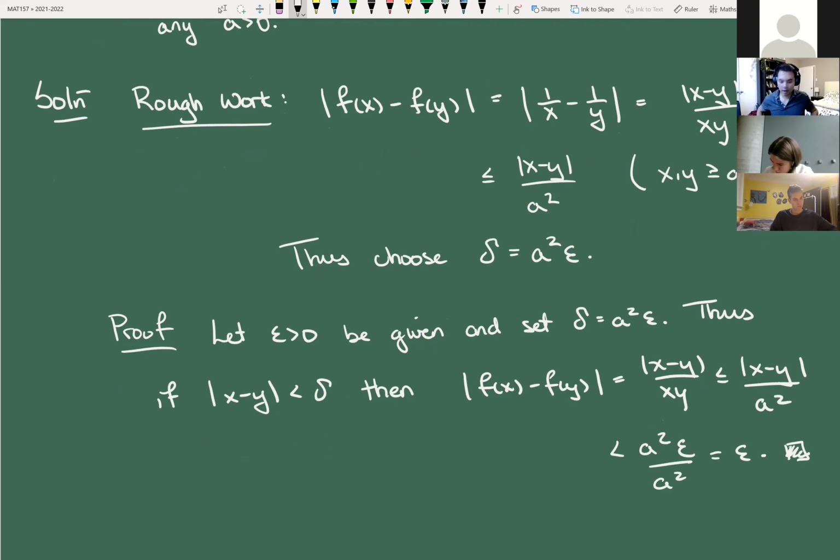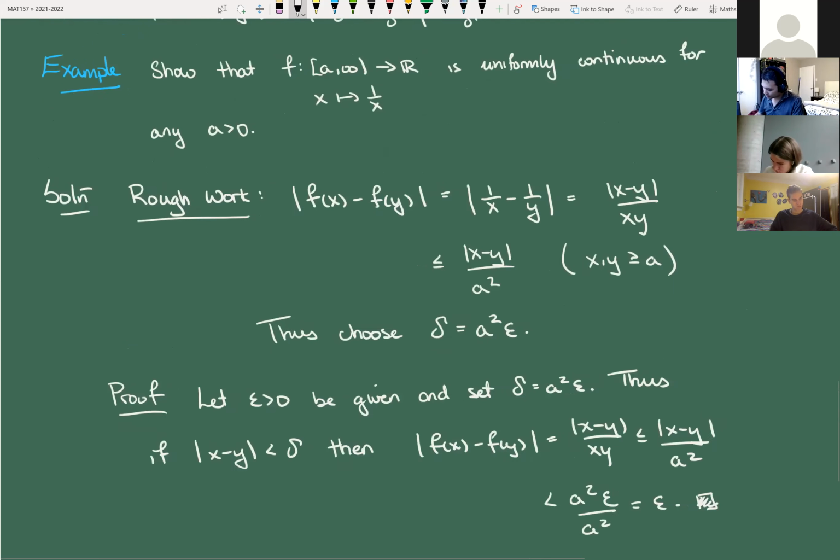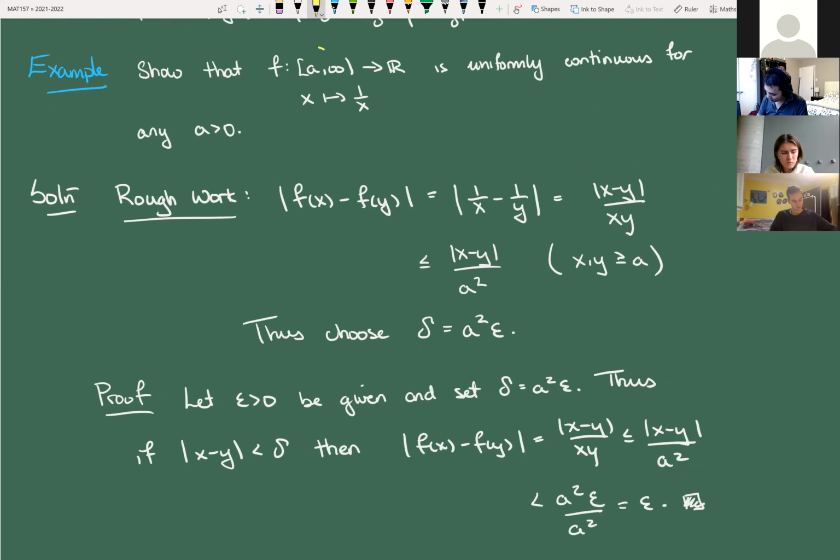Yeah, exactly. How do we know x is bigger than A? It's because the domain of the function is A infinity. So we know that no matter what two values of x and y you give me, they have to be in the domain. So they have to be in this set, which means they're bigger than A.